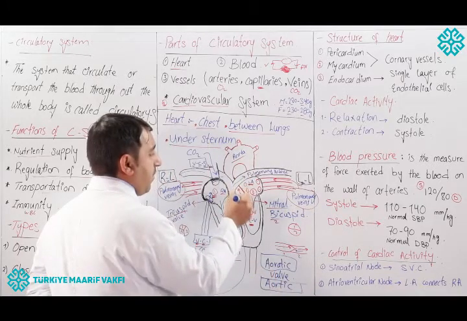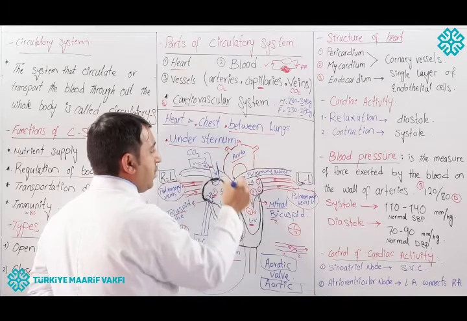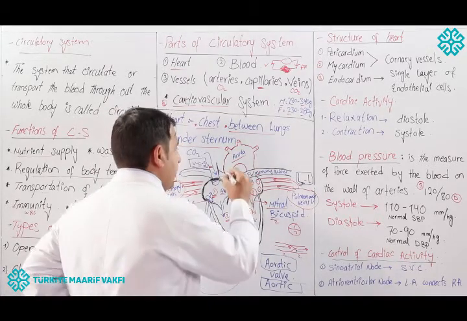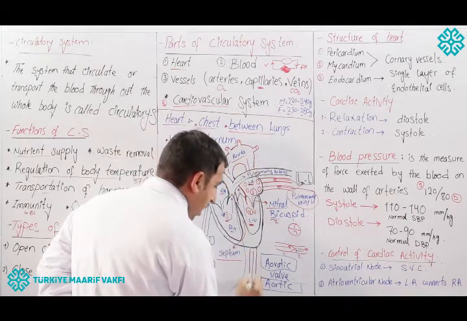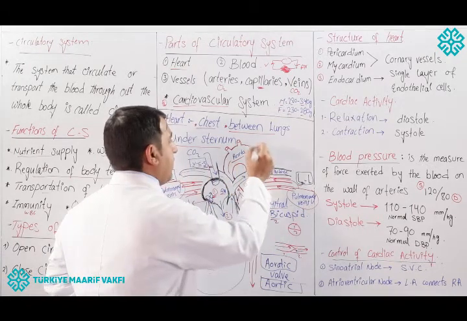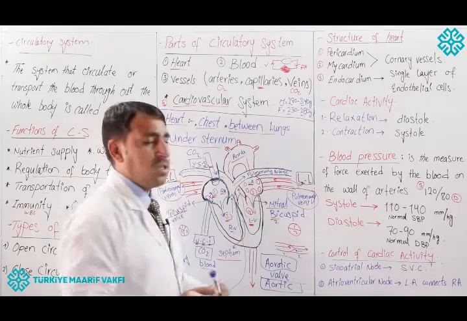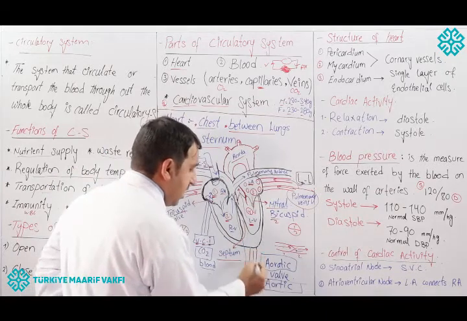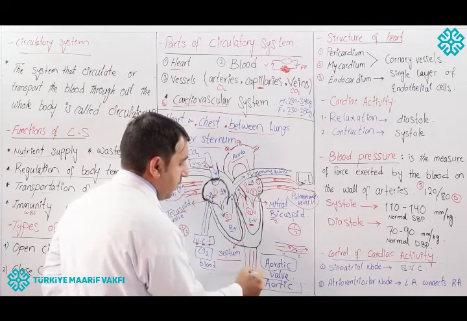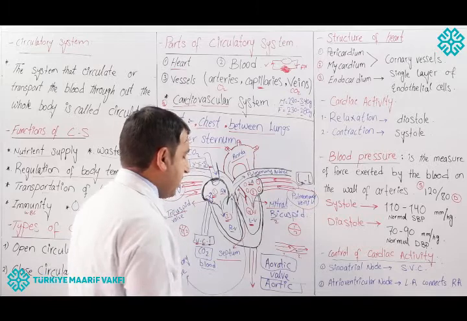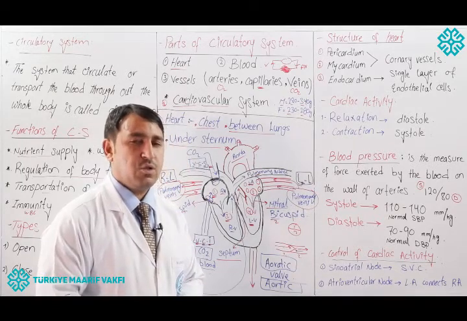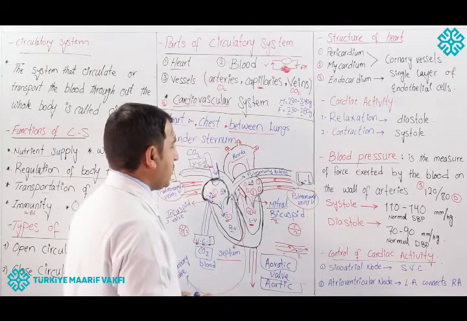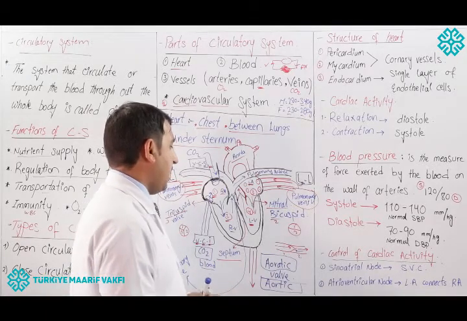Through the aortic valve, the blood goes and enters the aorta, and after that the aorta sends this blood to all parts of the body. These are the branches which take the oxygenated blood to the upper parts of the body, and this is the lower aorta, which sends the oxygenated or clean blood to the lower parts of the body. So these are the functions of blood in our heart.